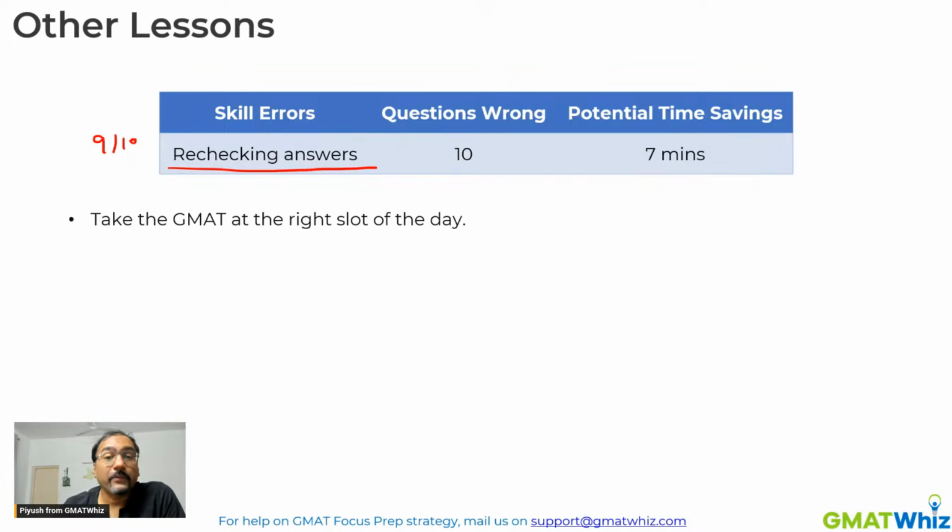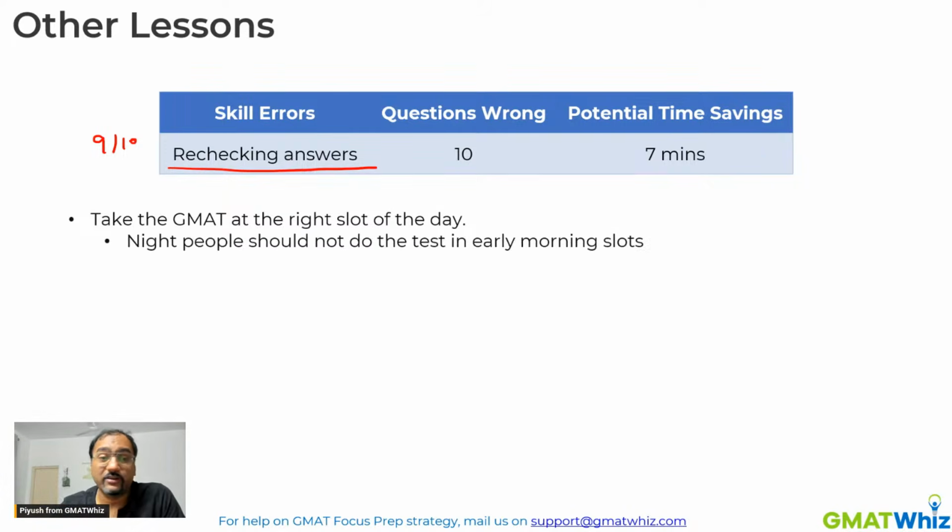Other things, make sure if you really want to get the same result on the day of the test, take the GMAT at the right slot of the day. Now, right slot of the day is different for different people. For example, night people. Night people are not nocturnal. These are just people who function better at night. For example, I call myself a night person.